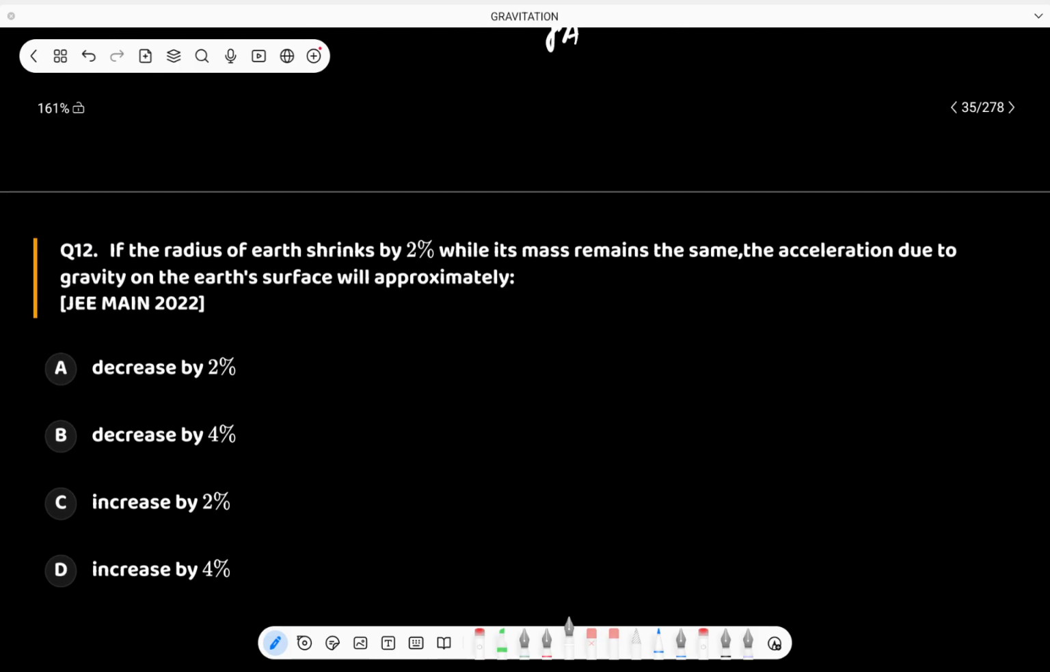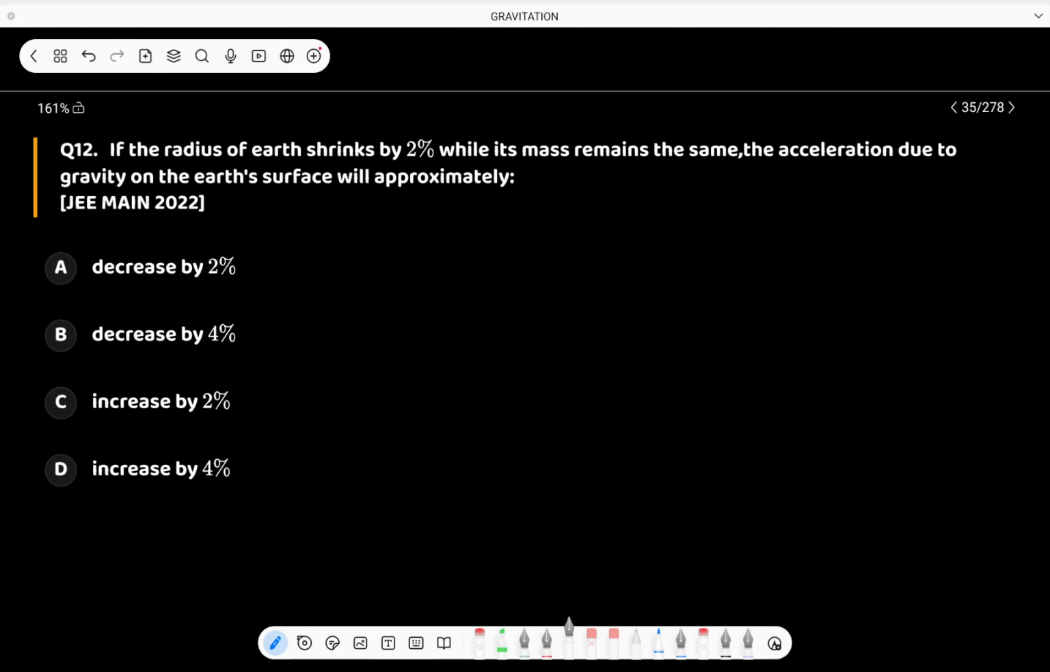देख ले बेटा, और एक क्वेश्चन ये दिया गया है. तो नेक्स्ट क्वेश्चन जो है वो ये है कि if the radius of the earth shrinks by 2% while its mass remains same, that means the mass remains constant, 2% and mass remains same. This is important. What will happen to the acceleration due to gravity on the earth? Then different options are given to us. This question has been asked in JEE Main 2022 and it's a very easy question. Easily within no time, even orally we can do this question.